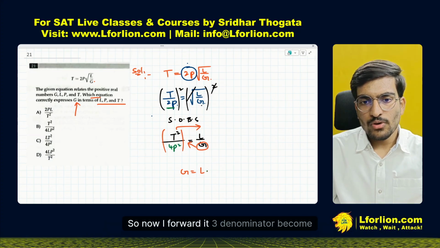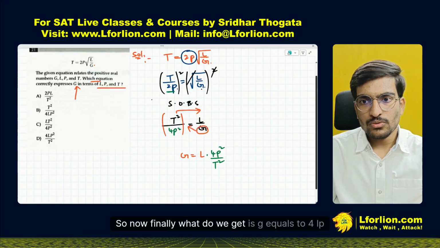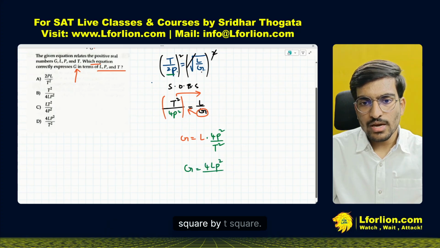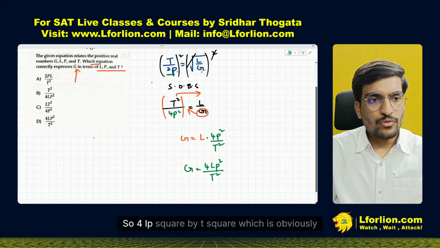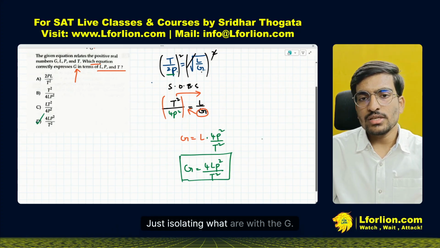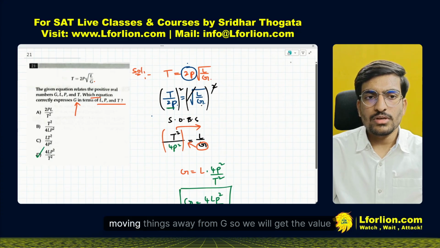So now I forward it: denominator becomes numerator, numerator becomes denominator. So finally what we get is G equals 4LP square by T square, which is obviously option D. Just isolating what is with the G, just moving things away from G, we will get the value of G.